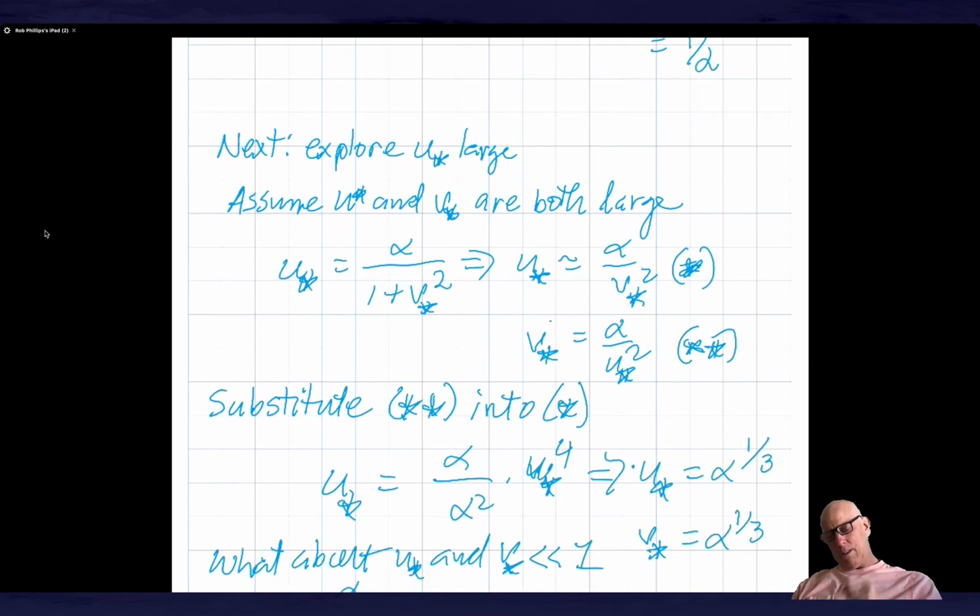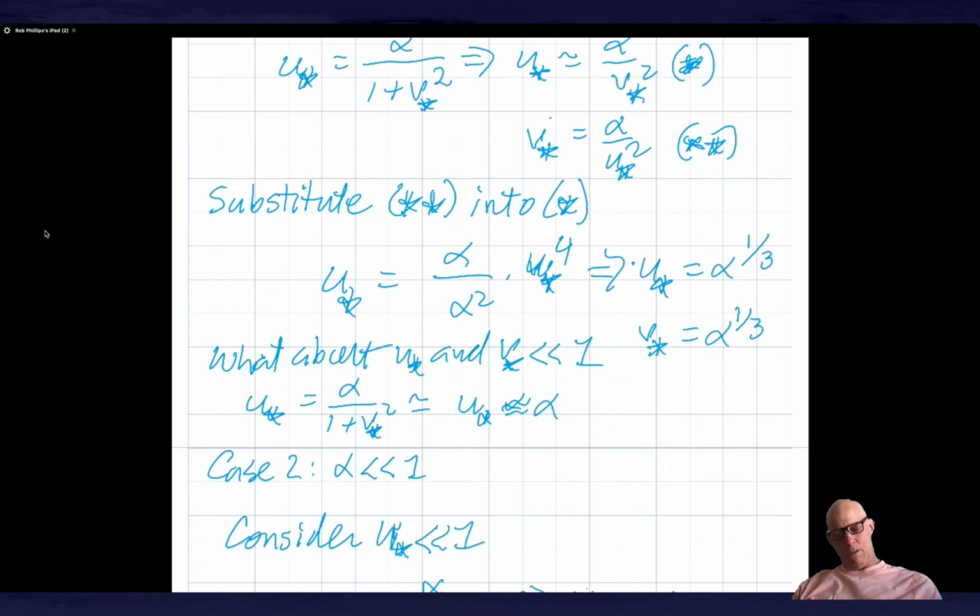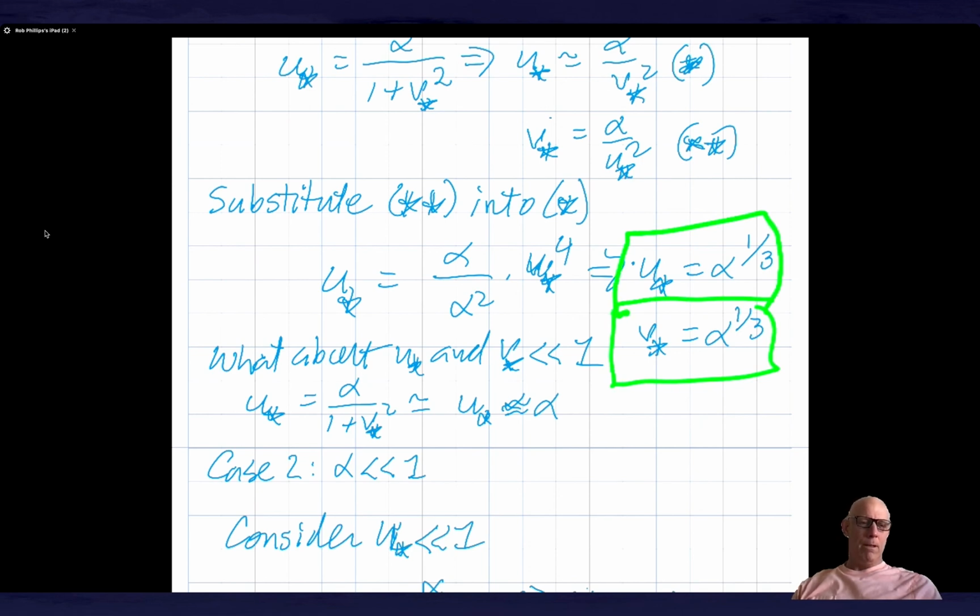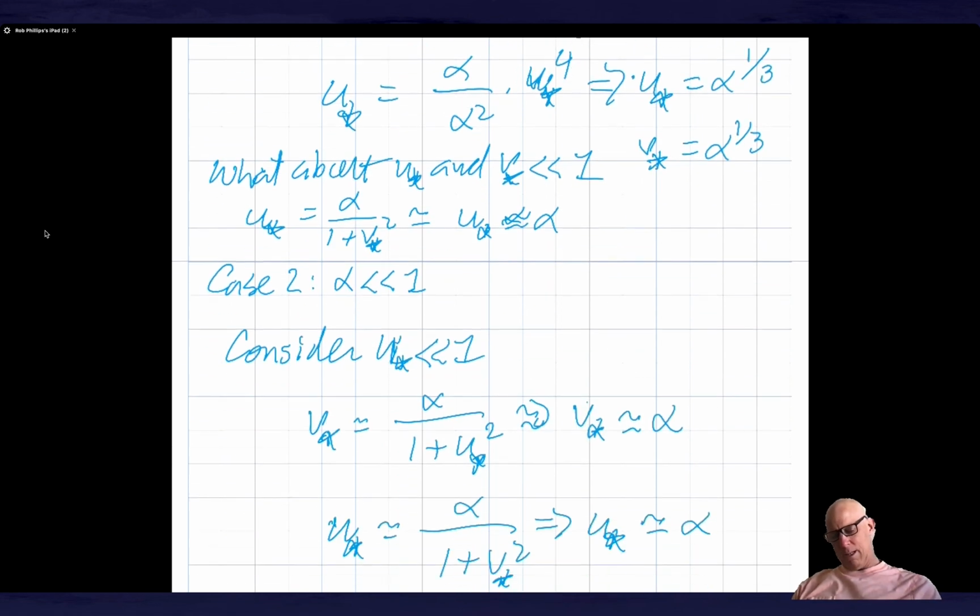Then we said, well, let's assume that both u star and v star are large. I plug into these equations, and what I find is u star is of order alpha over v star squared, v star is of order alpha over u star squared, and by substitution, I found both u star and v star are alpha to the 1/3, which is that fixed point in the middle, the intermediate value, and later we'll see that that's the unstable fixed point.